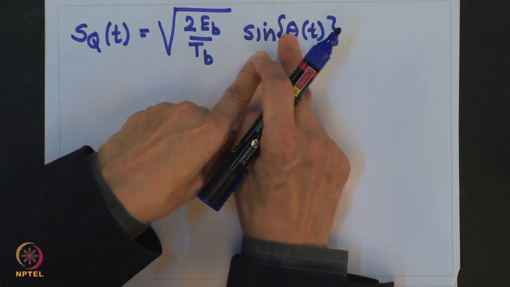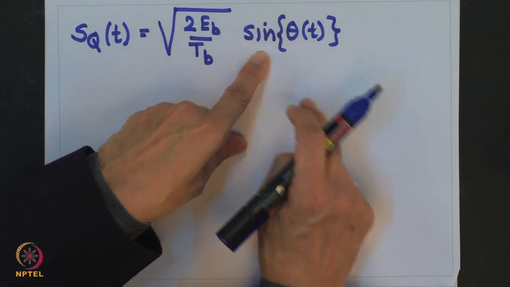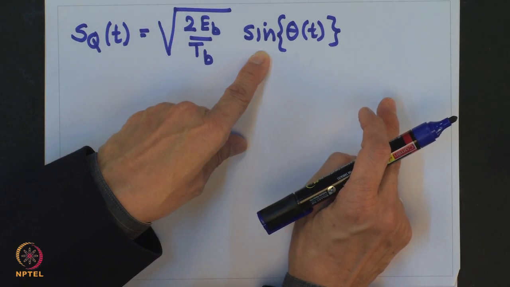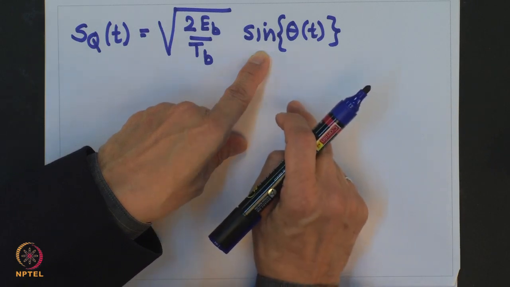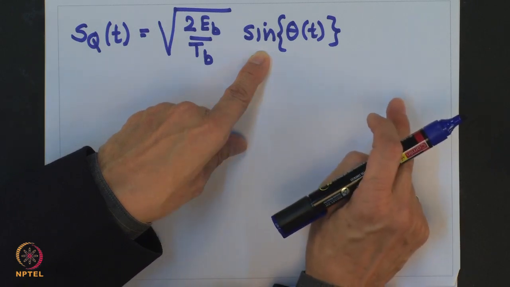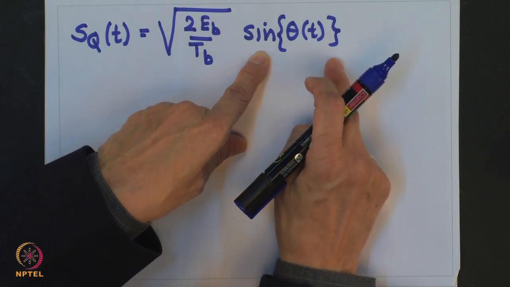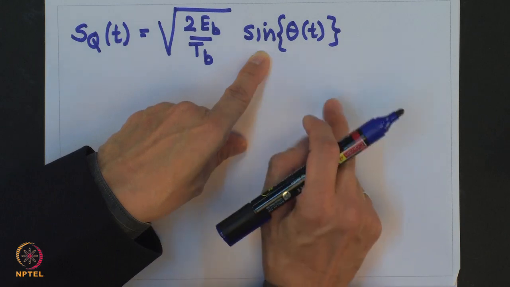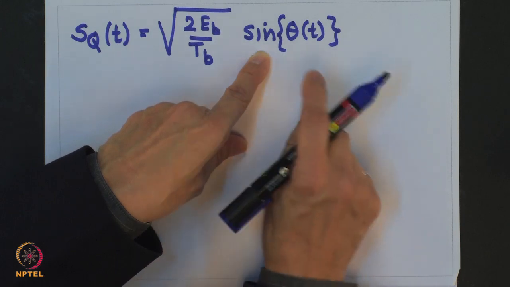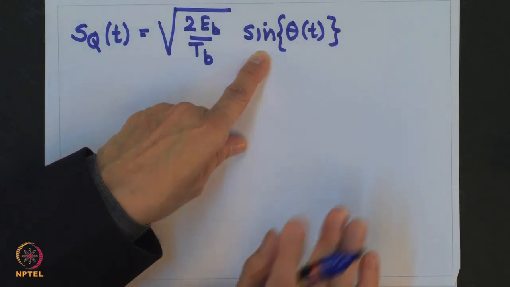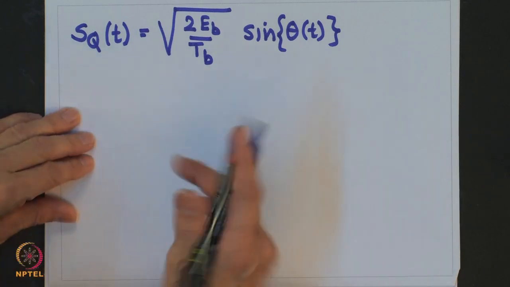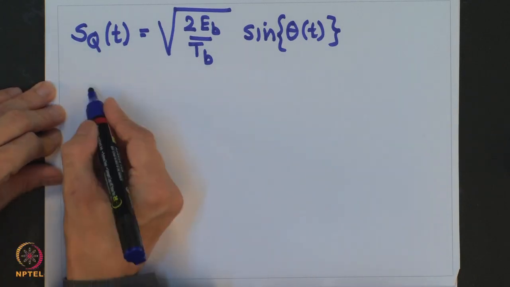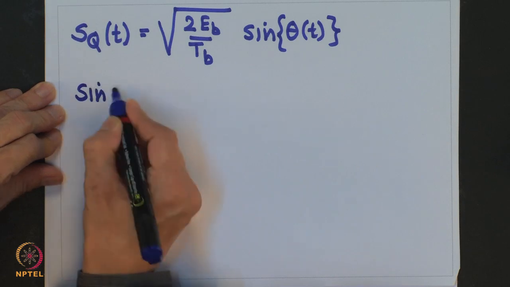So, what this implies is that it will be a half sine wave between 0 to 2 Tb. The maximum value will be at t equal to Tb, and the polarity of that will depend on sine of theta Tb. Okay? Fine. Now, let us expand sine theta t.